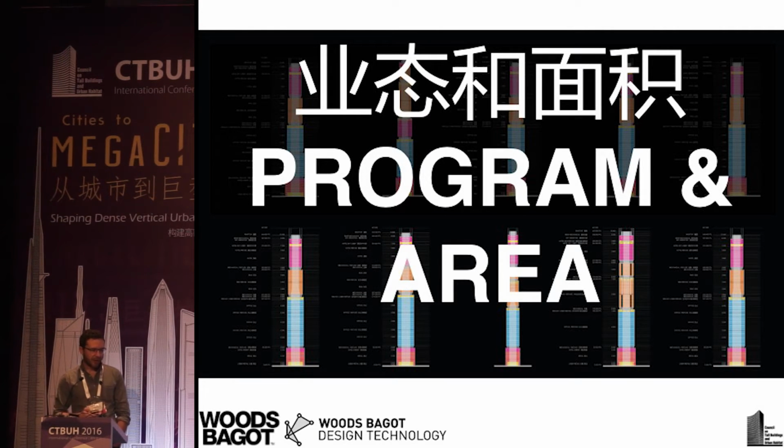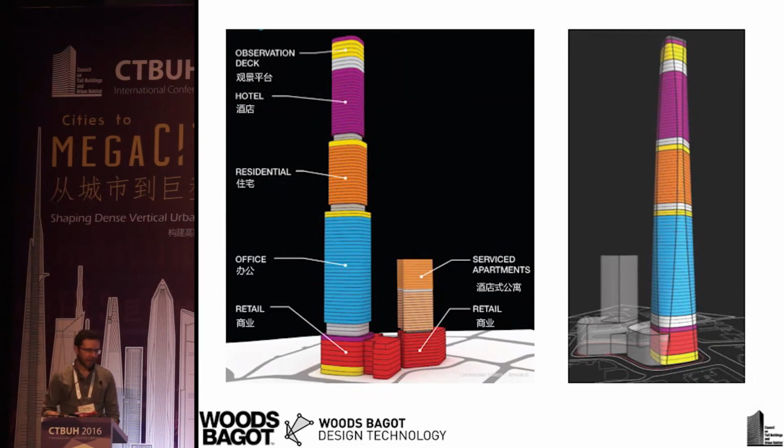I want to talk a little bit about the programming strategy here, because I think there were some interesting approaches to the typical super tall program stack. So on the left, you see some block studies of how that stack is going up with an early design scheme, rough massing. And then on the right, you see the implementation of the final tower form relative to that stack.